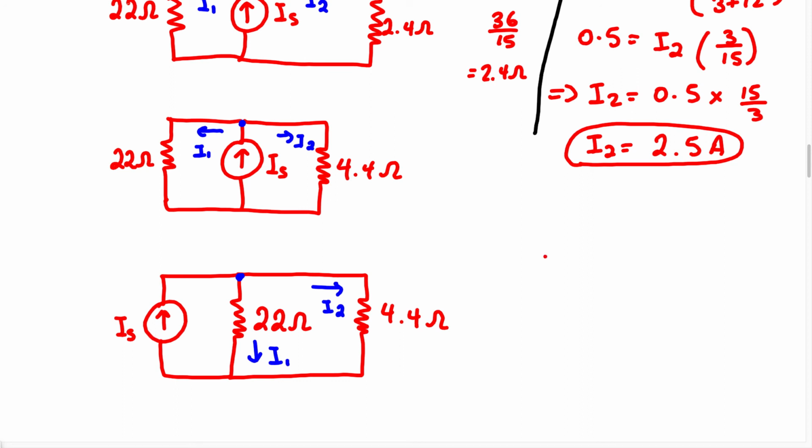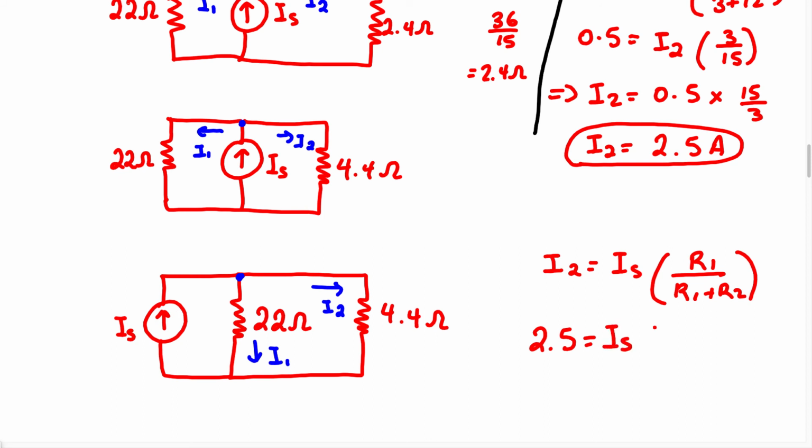We're going to say I2 equals IS multiplied by R1 over R1 plus R2. Now we know why we use the current I2, because that's the current we know. So we didn't use the current I1 because we don't know the current I1. So we know the current I2 is 2.5 amps. I'm just going to write that back. We have 2.5 equals, we have IS, which is the source current. R1 is going to be the resistor opposite the current we know. So because we know the current I2, we're going to use this 22 ohm resistor for R1.